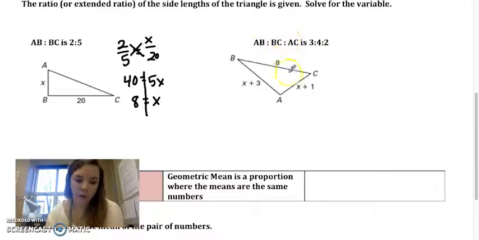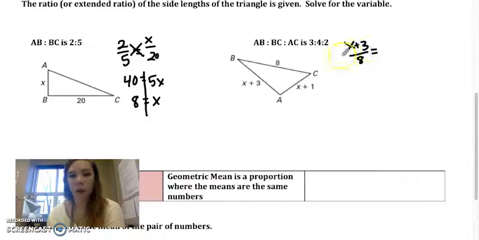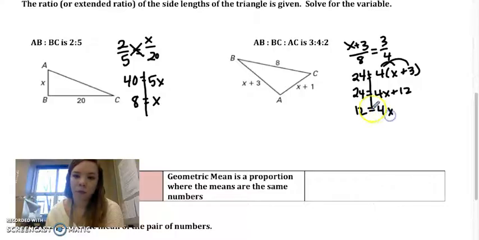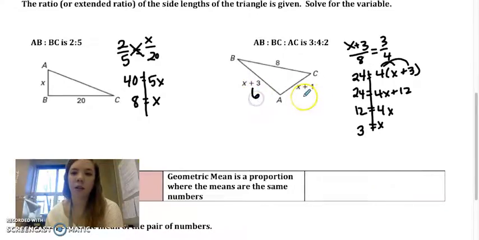Okay, for this one, we can't really do a 3-stacked proportion. So let's start with AB to BC. And I definitely want to include BC because that's the only one without a variable. So let's do x plus 3 over 8 equals AB to BC, so that's 3 to 4. So then you have 24. Then I'm going to distribute. So x equals 3, which would make this side 6 and this side 4.